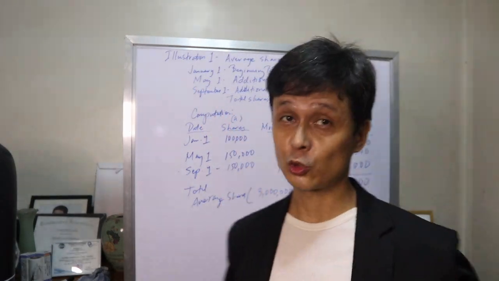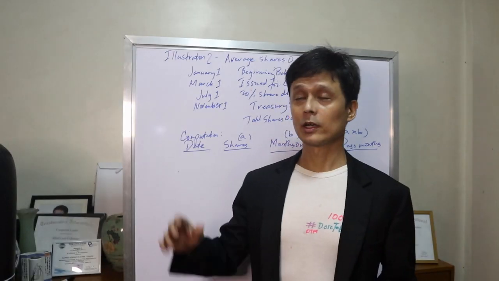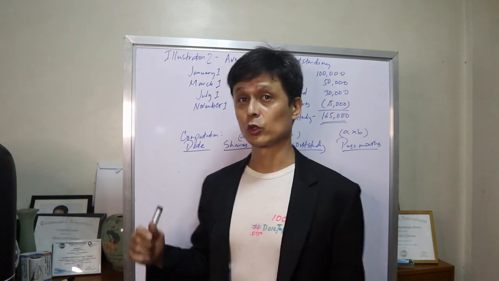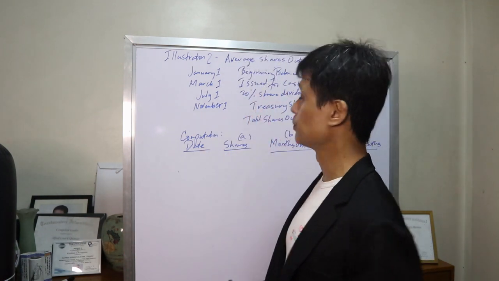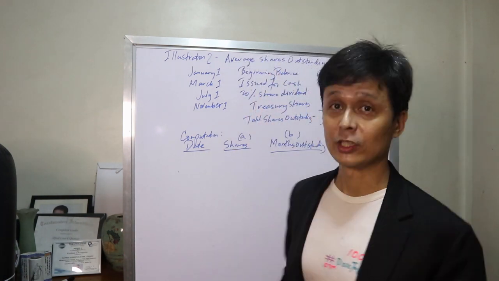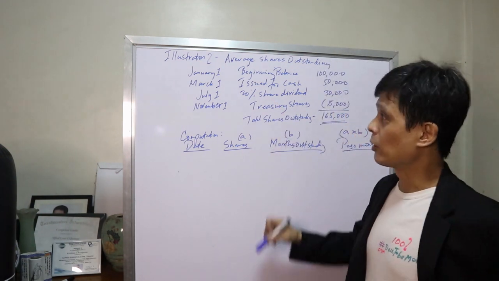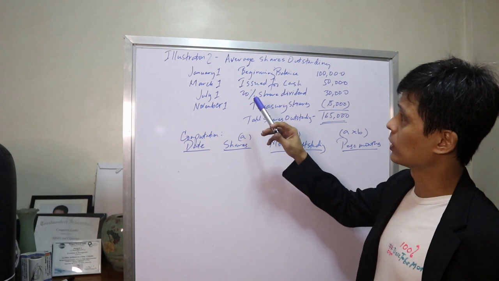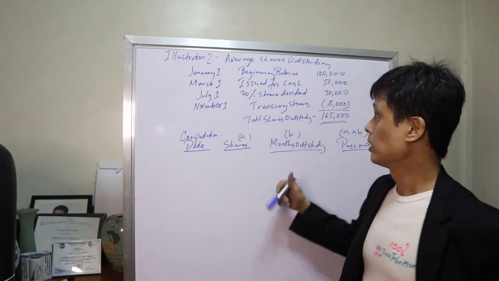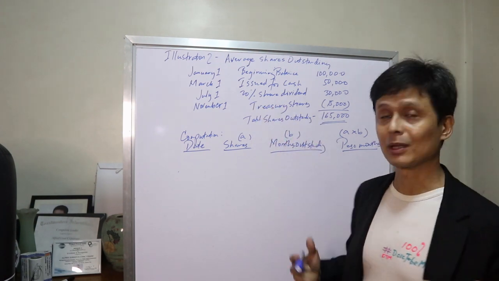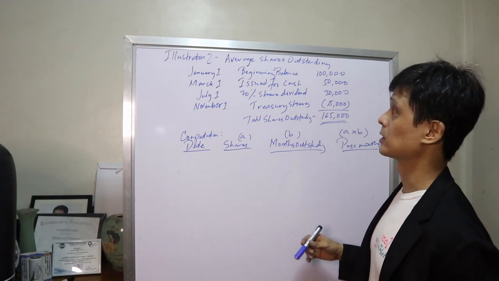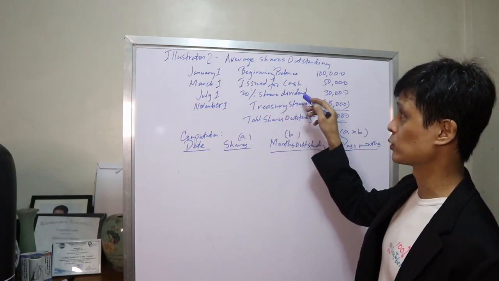Now another variation would be, let's go to illustration number 2. Tignan naman natin itong another variation dito sa illustration number 2. Now dito, magko-compute ulit tayo ng average shares outstanding. So kita natin yung mga dates. Now, mapapansin natin merong share dividends dito. So paano ba yung treatment pagka may ganyan na share dividends? Okay, there's share dividends of 20%, no?